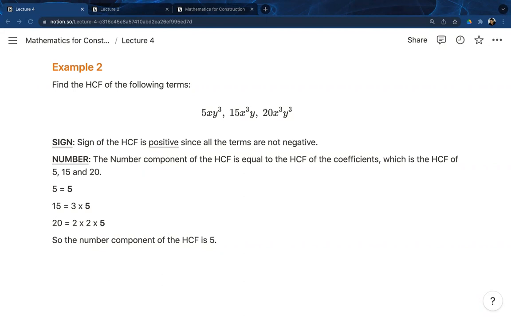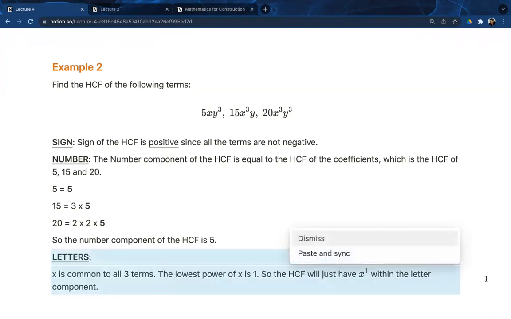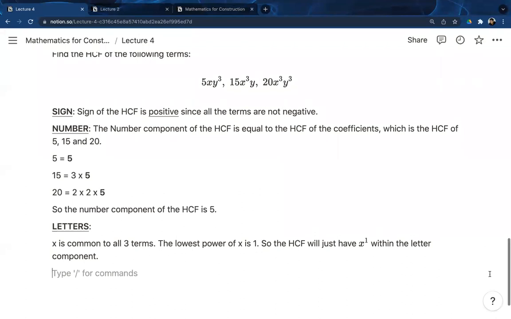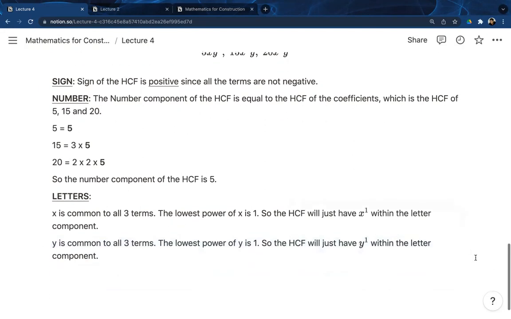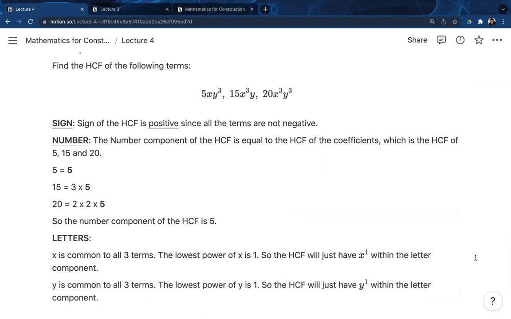What about the letters? Which letters are common? X is common to all terms and Y is common to all terms. So now that we realize that X is common, what is the lowest power of X that you see? That is 1. So the HCF will have an X to the power 1 term in it. What about the Y? It's a similar story. Y is common to all three terms. The lowest power of Y we see is 1, so the HCF will have Y in it.